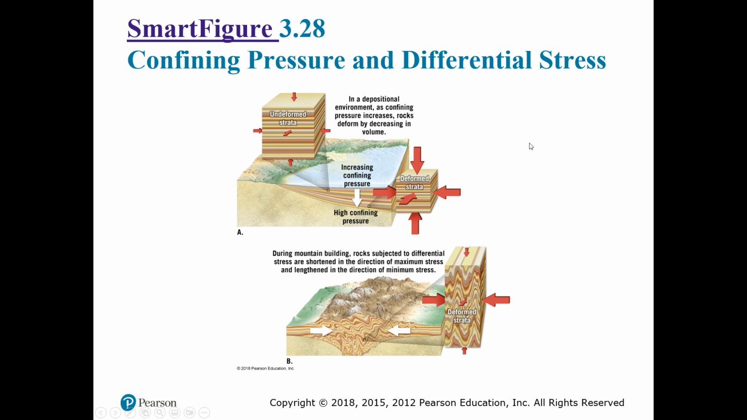Smart Figure 3.28 talks more about the difference between confining pressure and differential stress. Again, our confining pressure pushes from all sides and just makes things smaller, where our differential stress will actually work to give us this foliation due to mountain building events. We see here that the crust is coming together. We have some kind of convergence forcing these mountains upward. And as a result, we actually get a bending of the rock, or this foliation, in response to that heat and pressure.